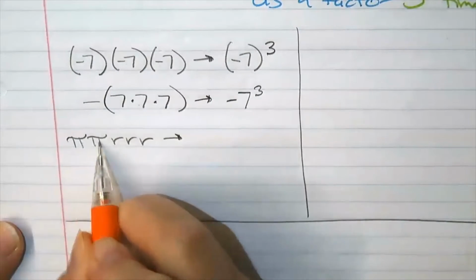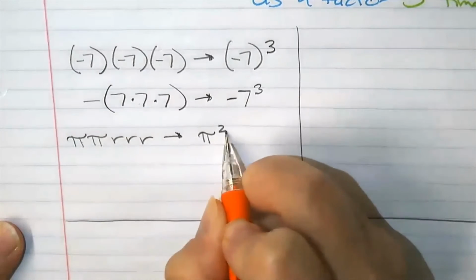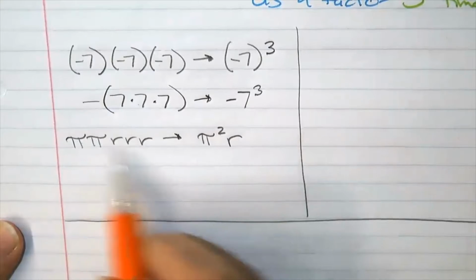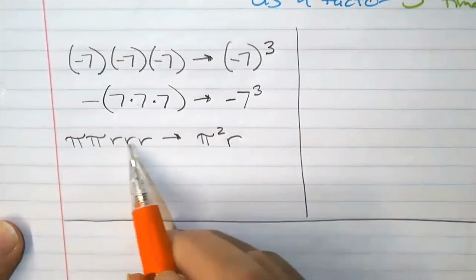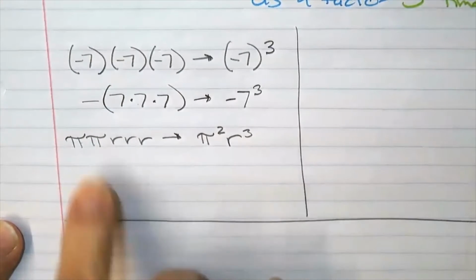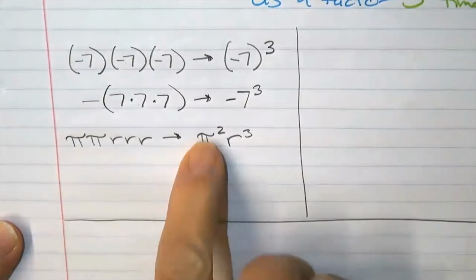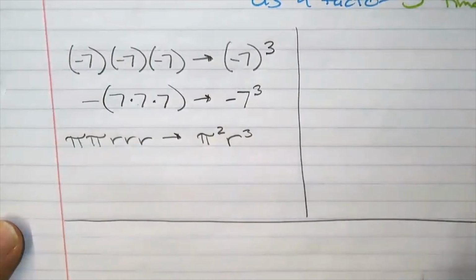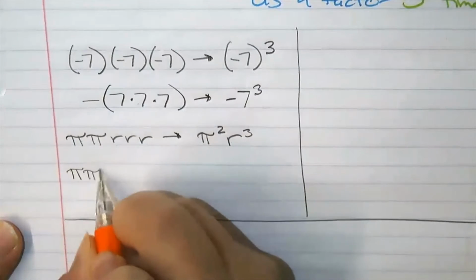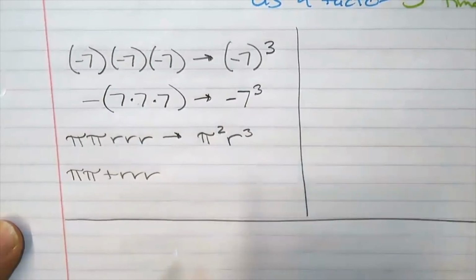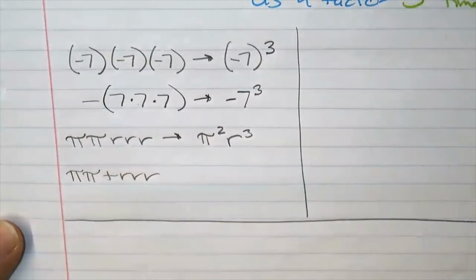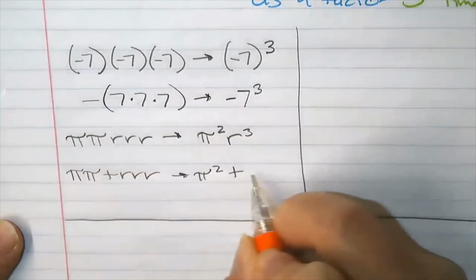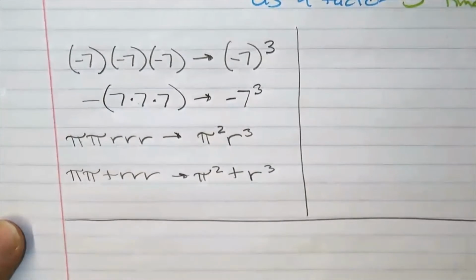Now, we may also get something like this. So this is pi. We have 2 of them. My base is pi, and there's 2 of them. And we're multiplying with r, where I've got 3 of them. So this is pi squared times r cubed. This is different than this. This is pi squared plus r cubed.